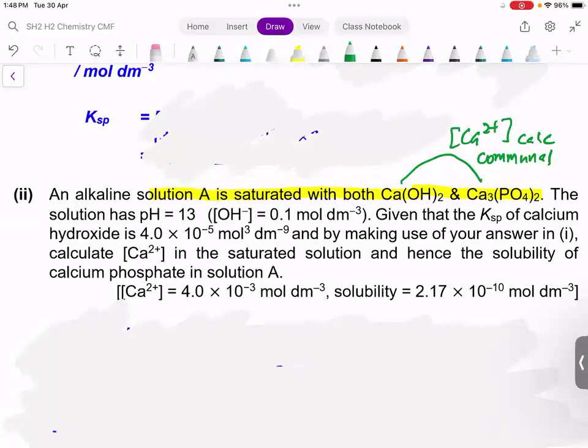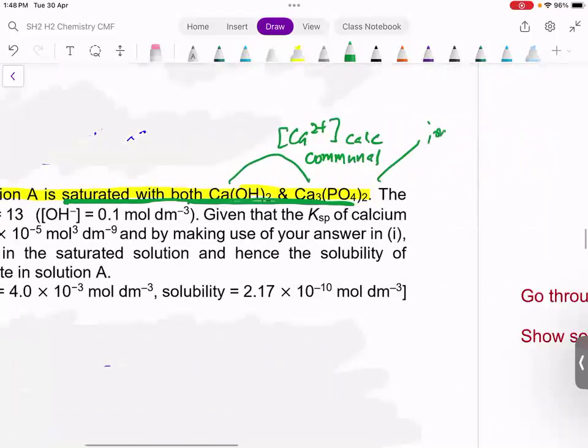Okay, what else? We recognize that there's a common ion, so therefore this calcium 2 plus is communal. What else should we deduce from here? Yeah, so the ionic product must be equal to the corresponding Ksp value. All right, so that is the meaning of solution A being saturated with both calcium hydroxide and calcium phosphate.